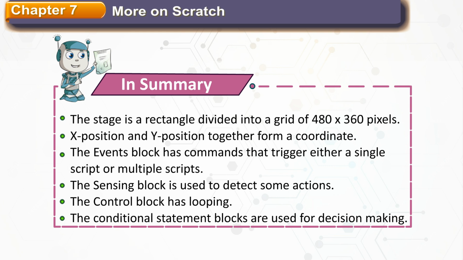In summary, the stage is a rectangle divided into a grid of 480 by 360 pixels. X position and Y position together form a coordinate. The events block has commands that trigger either a single script or multiple scripts. The sensing block is used to detect some actions. The control block has looping. The conditional statement blocks are used for decision making.